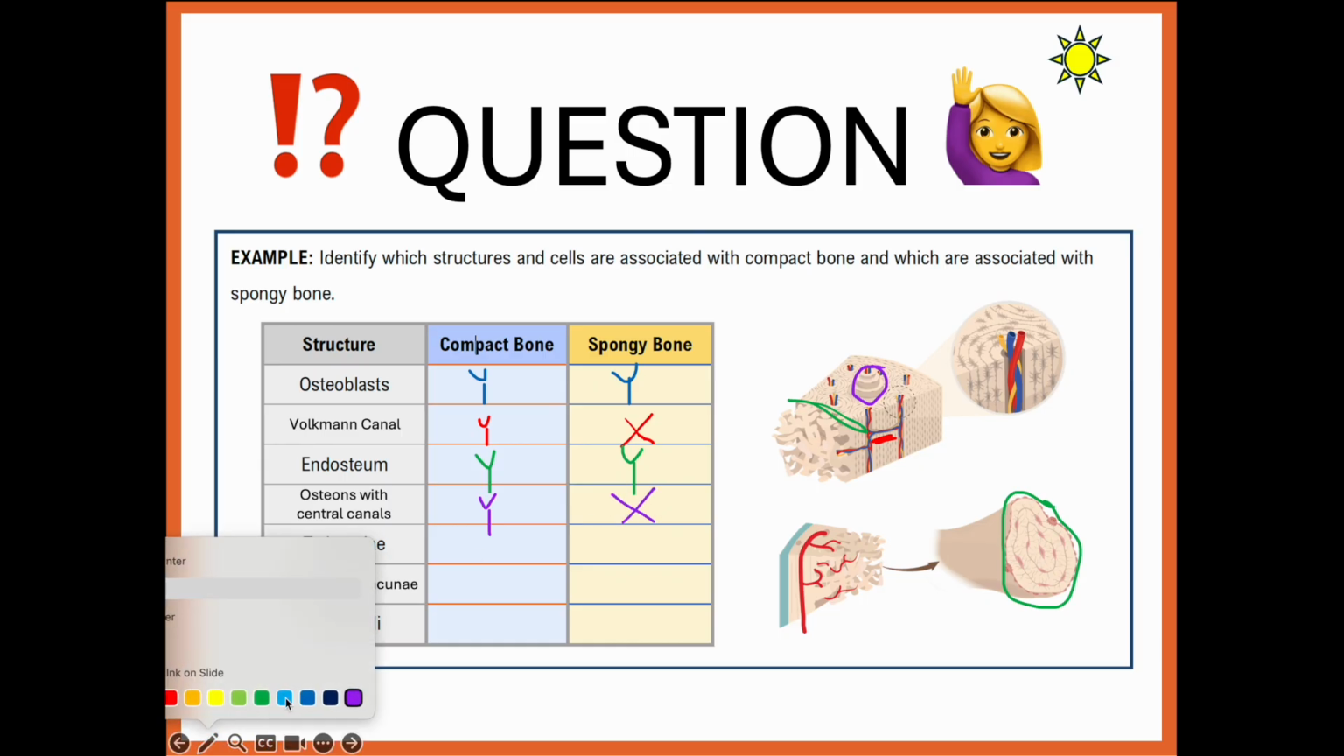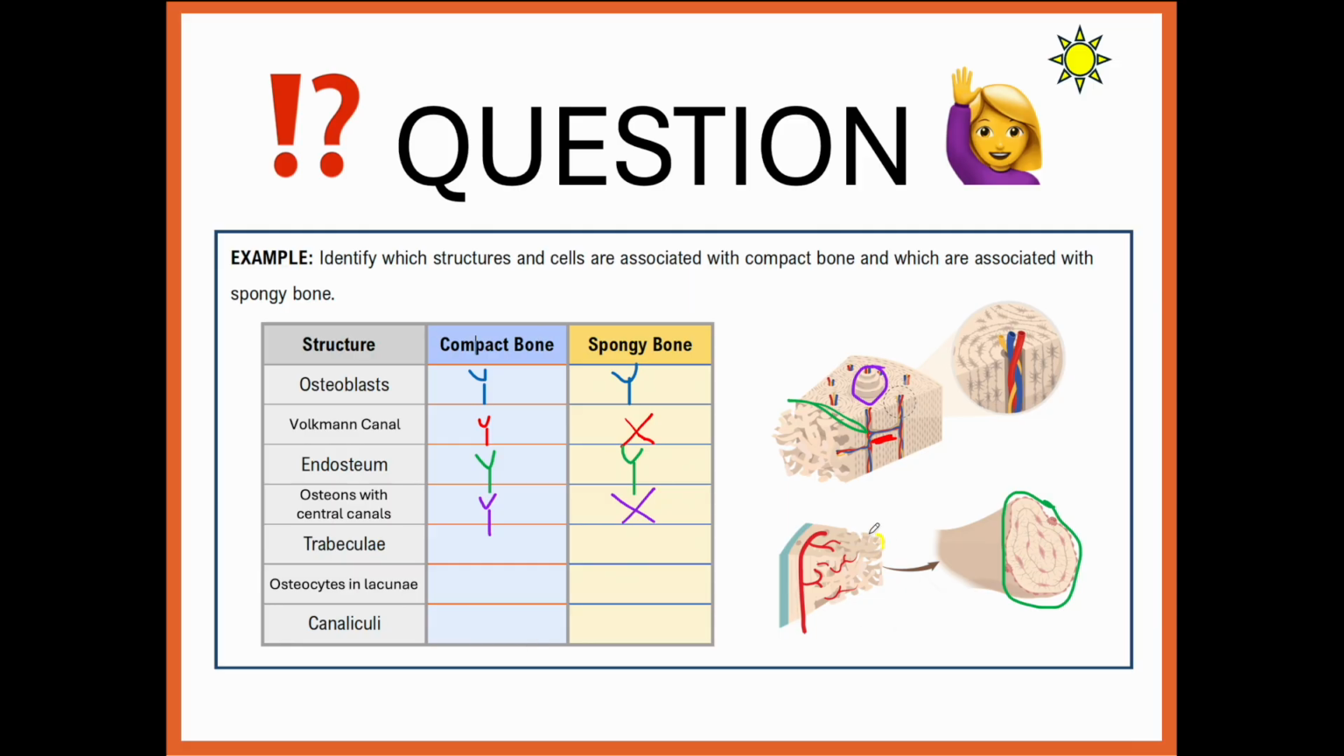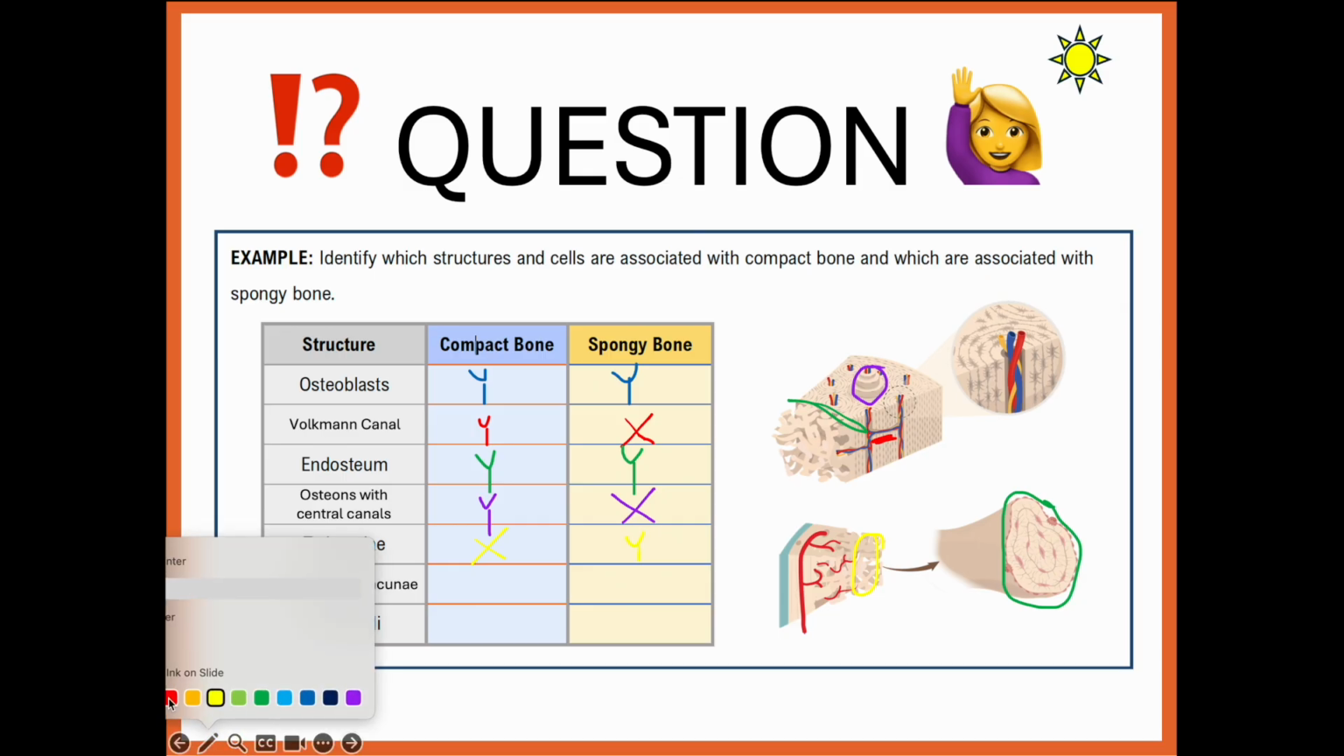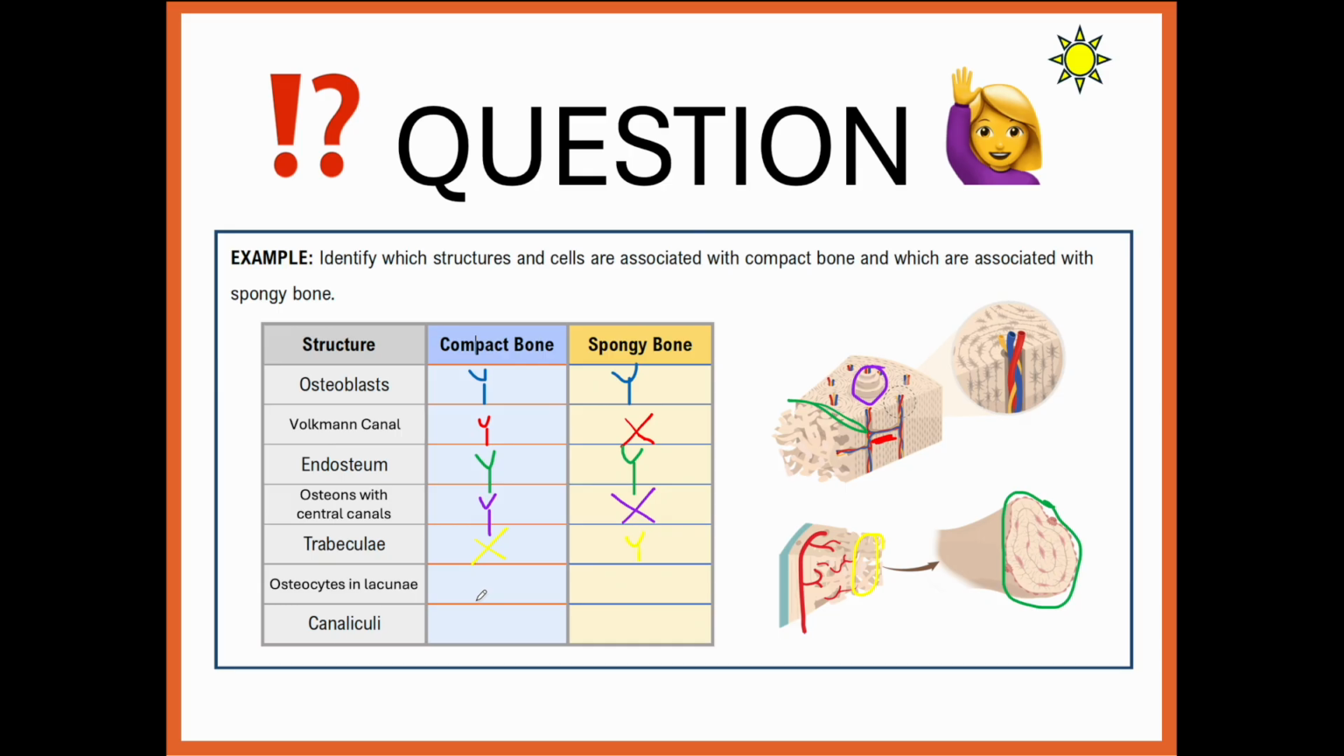Trabeculae, oh, I just gave you the answer. Here's the trabeculae, all these little pieces of bones. I do see it in spongy bone. I do not see it in compact bone. Then, what do we have? We have osteocytes in lacunae. I see an osteocyte in their lacunae here, here, here, right? I would also see them here, here, right? So I do expect these to be there in both.